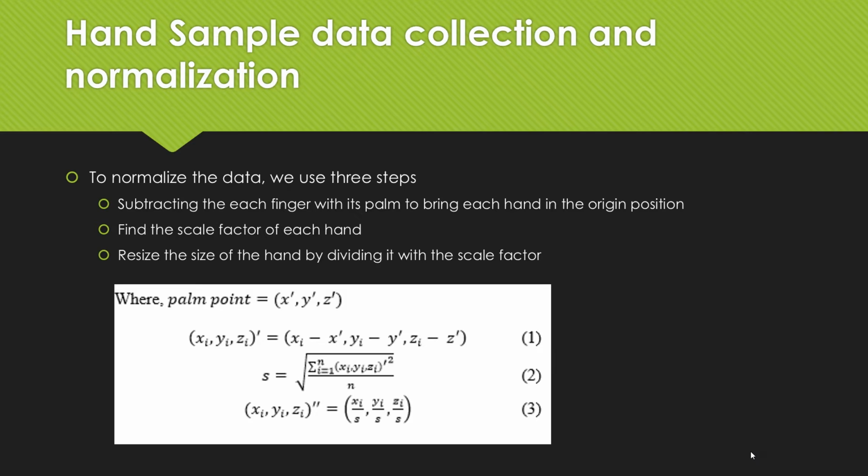And next is to normalize the data, the previous data that we collect. And here we have three steps. First is subtracting each finger with its palm to bring it to the original position. Then find the scale factor of its hand. And then we resize the size of the hand by dividing it with the scale factor. So we use three equations below that picture.